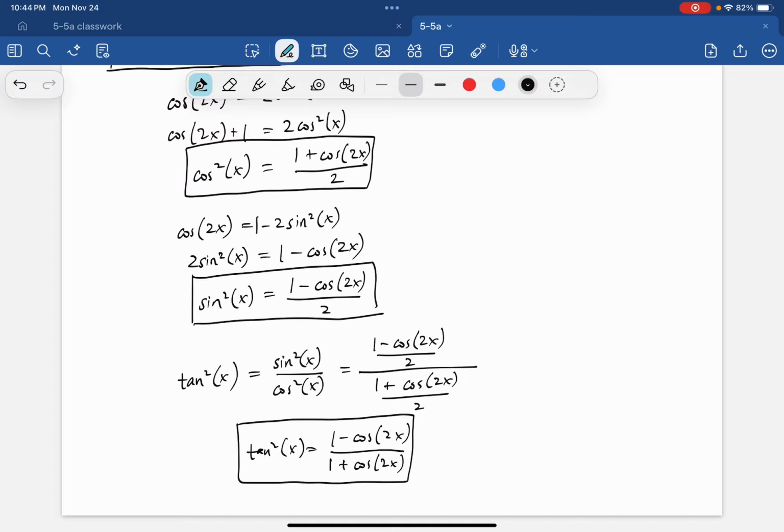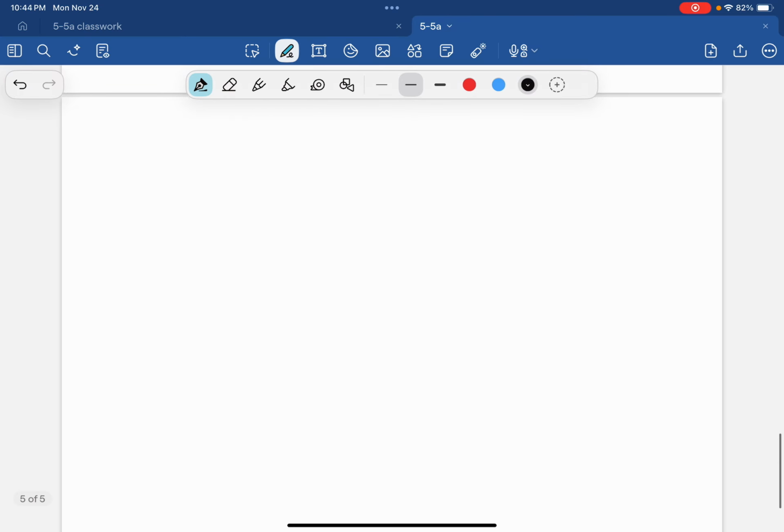And yeah, if you have sine squared and cosine squared memorized, tangent squared is not something you would need to memorize because it's easy to derive. All right, let me do an example. This is quite similar to the classwork. And the homework question is actually simply just a harder version of this, but you'll get there.